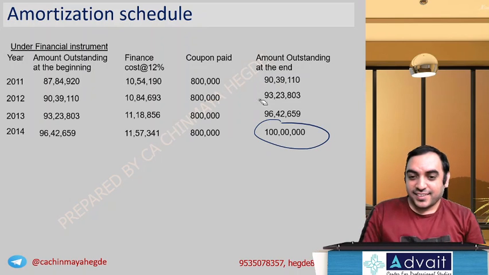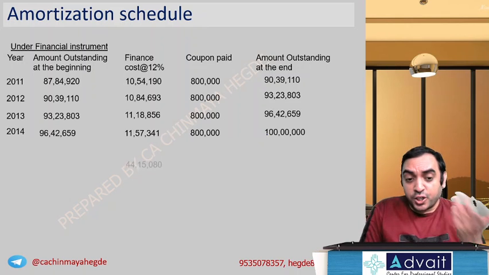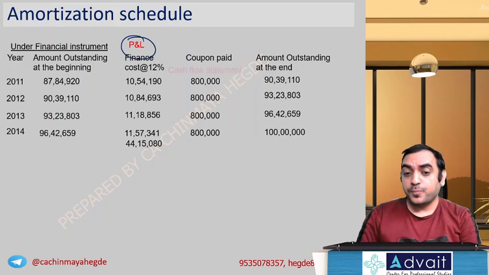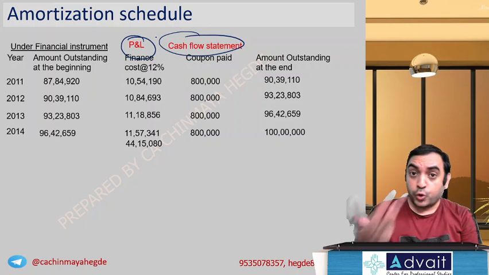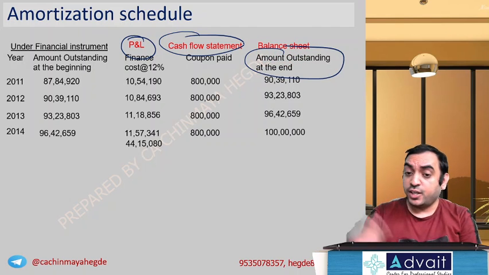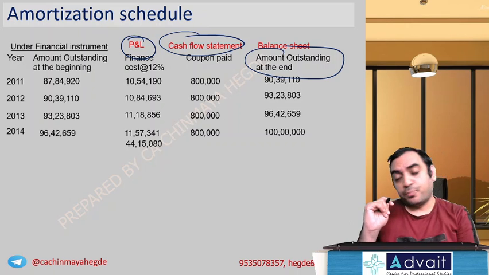Now, if you did not follow this, okay, ultimately finance cost will go to the P&L account. The coupon payment will go to the cash flow statement because it is cash flow in nature, and the amount outstanding at the end will go to the balance sheet as a financial liability, debt component.